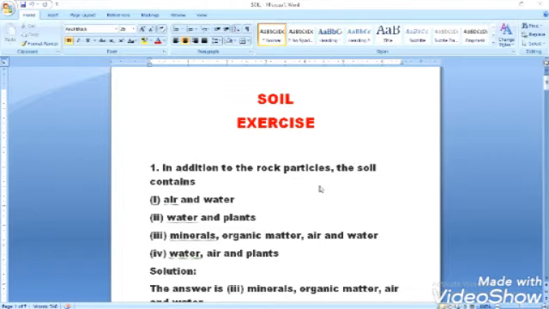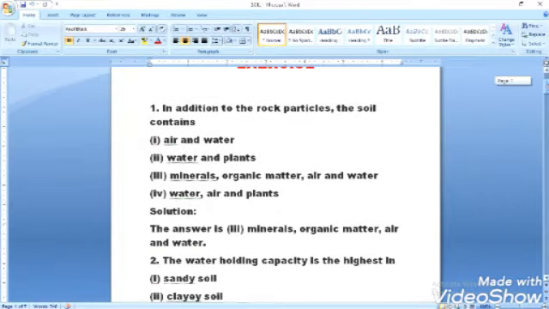Soil. First question. In addition to the rock particles, the soil contains: air and water; water and plants; minerals, organic matter, air and water; water, air and plants. So we know that in addition to the rock particles, the soil contains minerals, organic matter, air and water. So the third one is the answer.